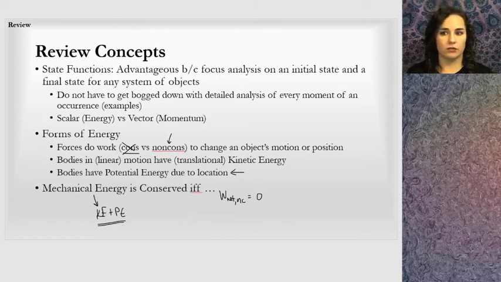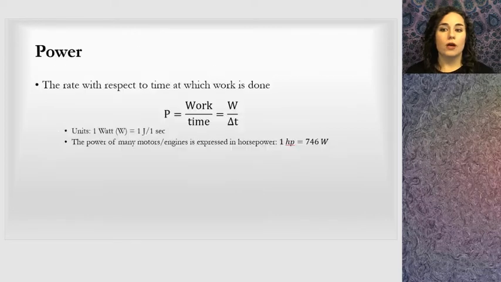So, as we have done with other quantities in physics, we can look at the time rate of change of a quantity. And that's what power is. Power is the rate with respect to time at which work is done. So that's how we get this equation, P equals W over delta T. This is not weight, this is work. Work over time. It has the units joules per second.